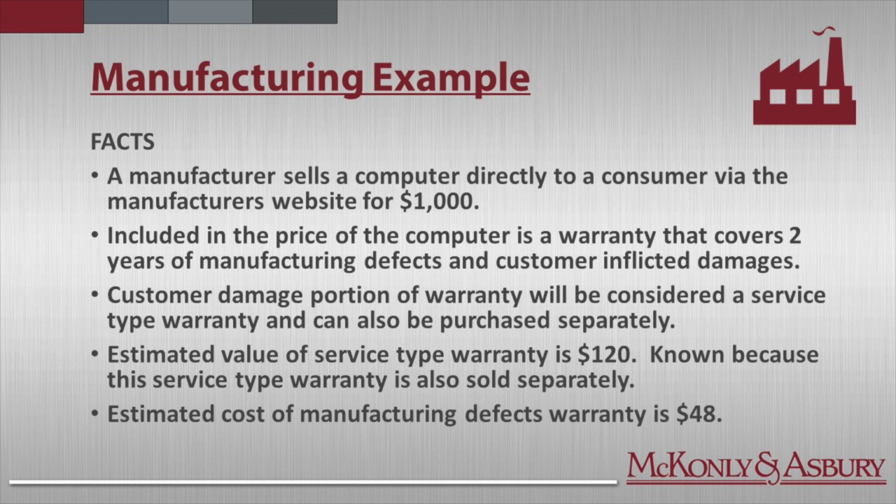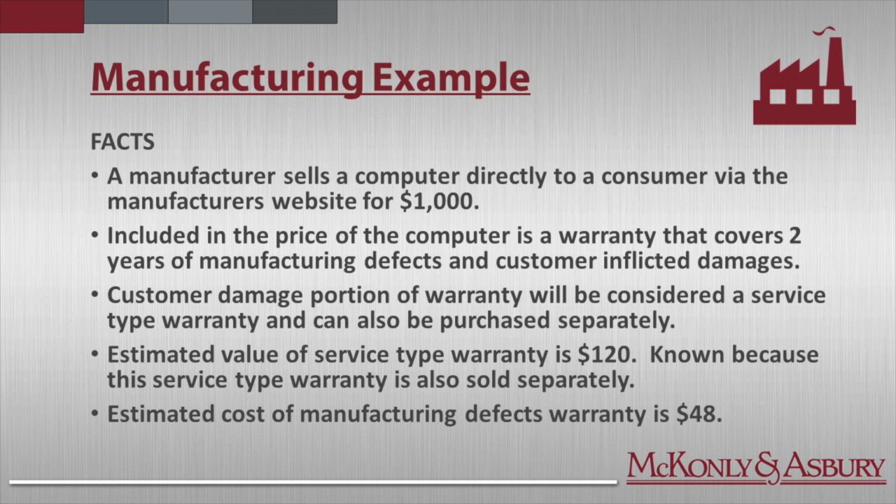So that's one item that I want to highlight, if anything, in this example, just to get people thinking beyond disclosures that you could have more than one performance obligation in a manufacturing scenario. So in this example, we talk about a manufacturer sells a computer directly to a consumer, and it could be any product, doesn't have to be a computer. Cost $1,000. Within that $1,000, you get a 2-year warranty that it covers manufacturing defects, and also you have an extra warranty that covers customer-inflicted damages.